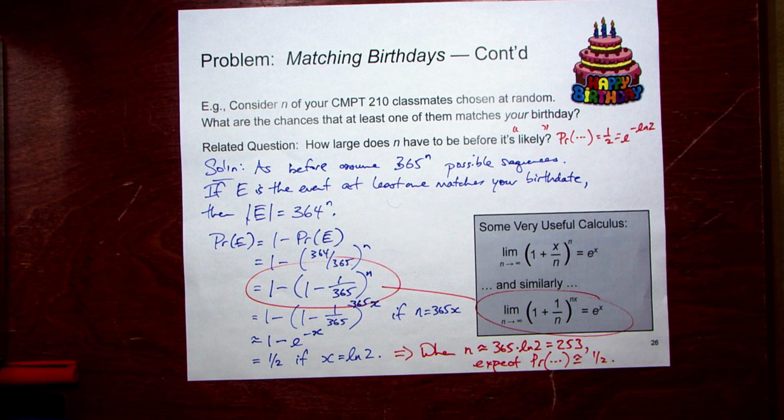This is very different in character than the other one. You're looking for a very specific pair. You're trying to match yourself. The other one is any pair. So you're looking for any pair.